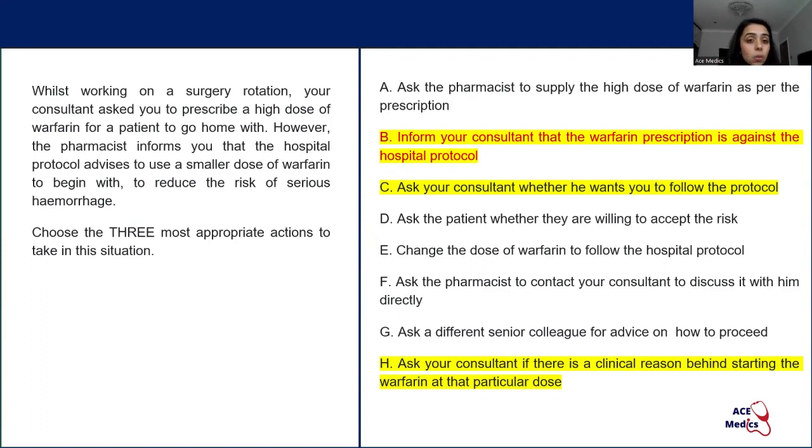You ask him, do you want to follow this protocol? And then you ask them, actually, is there a reason for this? And this kind of nicely closes the scenario, and it means that you can adequately manage it. So you can see how you're not picking any rash options like change the dose, keep the dose the same. This question is more about triangulating, gathering information, and staying within your remit as a junior doctor.